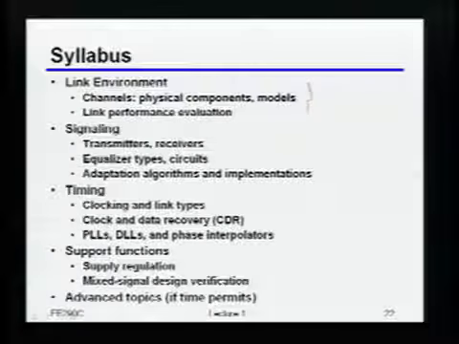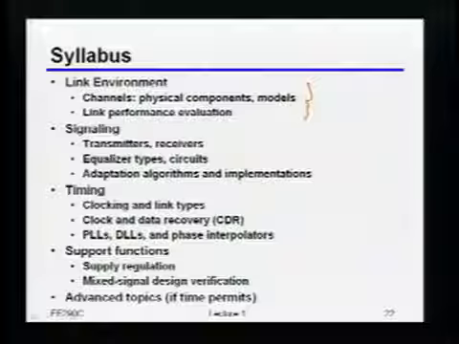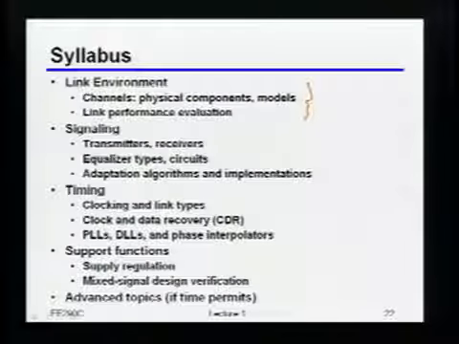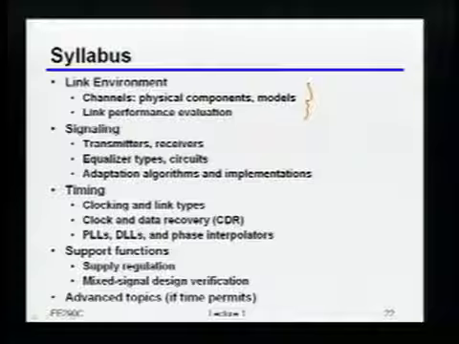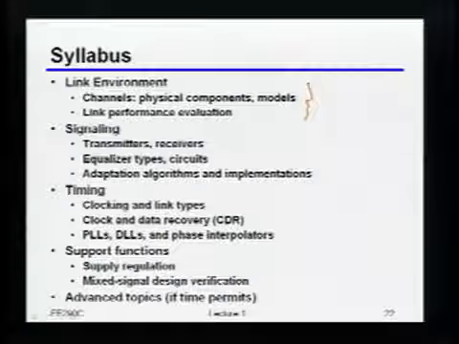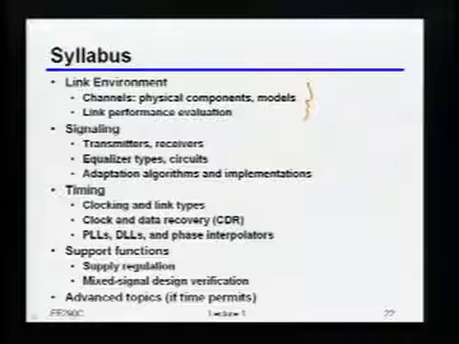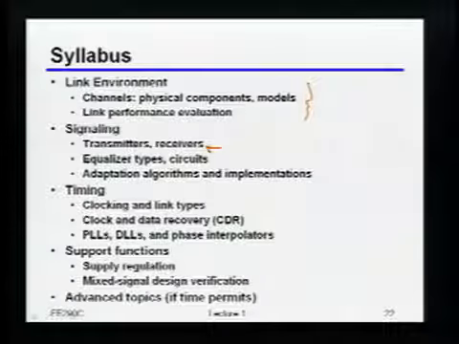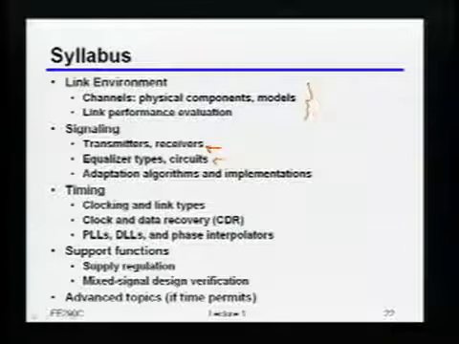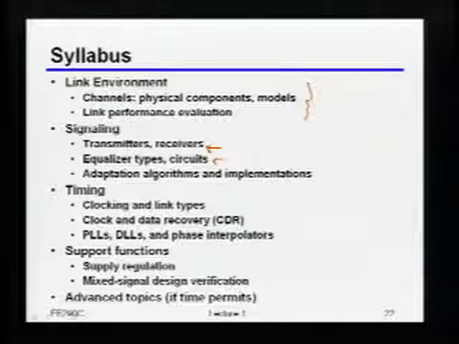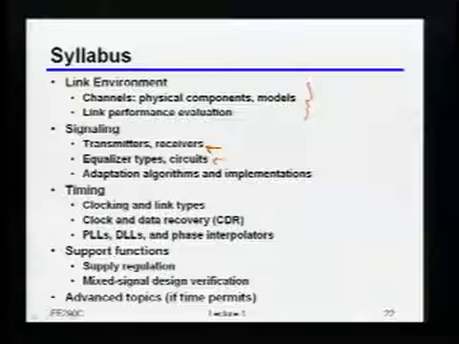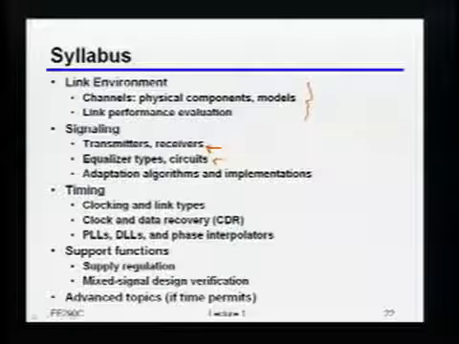So once we've gotten the introductory stuff out of the way, that's when we'll really dive into these core pieces. First of all, the signaling, which is really physically how do you get bits from one side to the other. So we'll talk about transmitter and receiver circuits. We'll then talk about equalizer types, and actually we'll talk a lot about how you build those equalizers. And equalizers obviously is just how you deal with these bad channels.